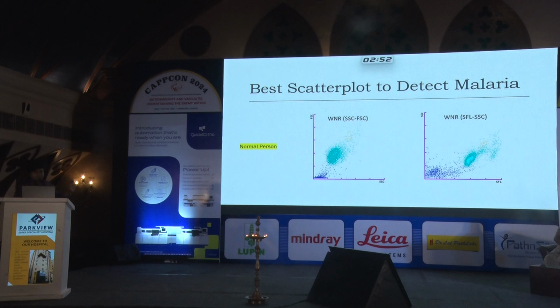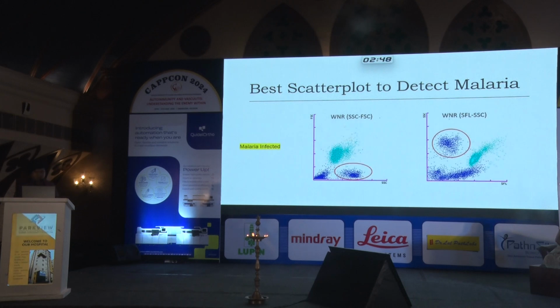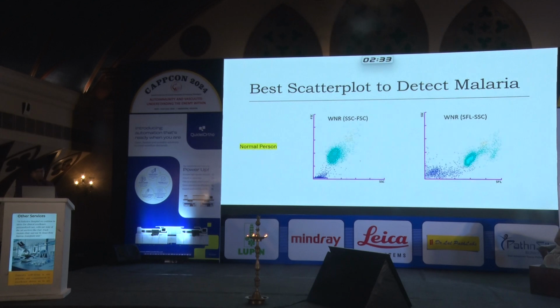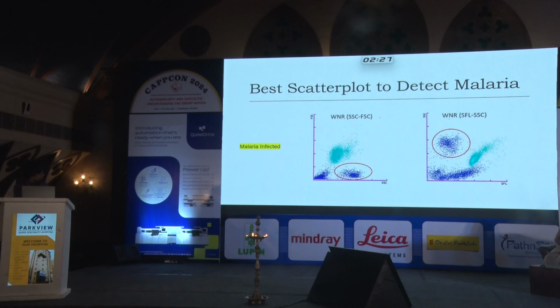This is a normal person's scatter plot, and we can see how drastic the change is in the malaria infected. So we can see there is a very distinct cluster that can be seen in a malaria infected person. If we compare with the normal person, these are the normal person's WNR channel scatter plots, and here we can see clearly some cells.